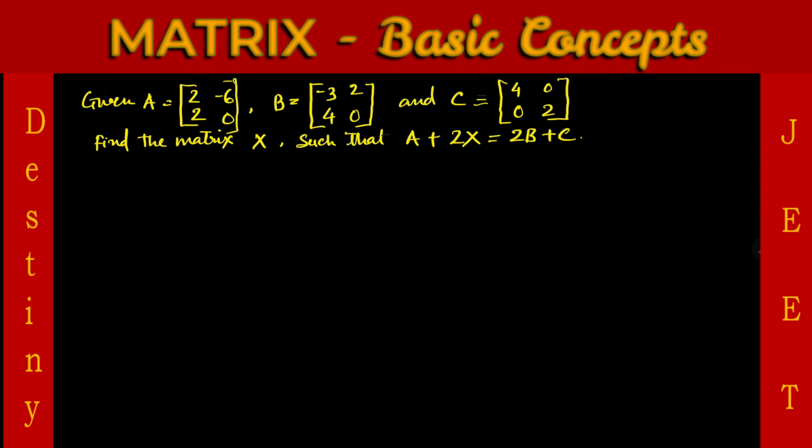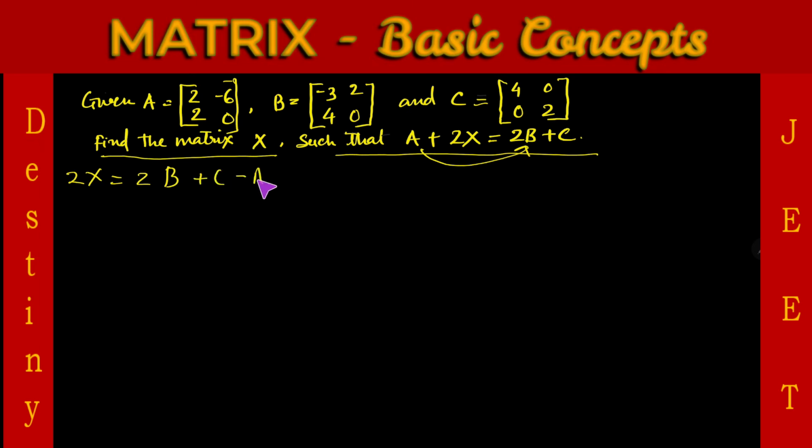Now let's solve this problem. Find the matrix X such that A plus 2X is equal to 2B plus C. First we have to take A to the other side. Let us see how we can solve it. 2X is equal to 2B plus C minus A.